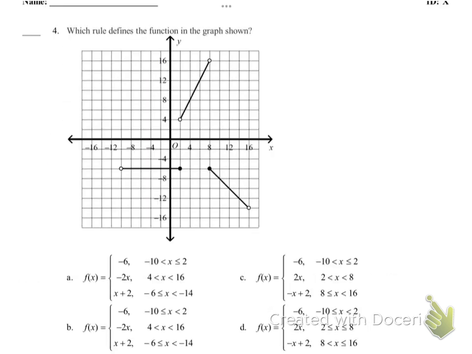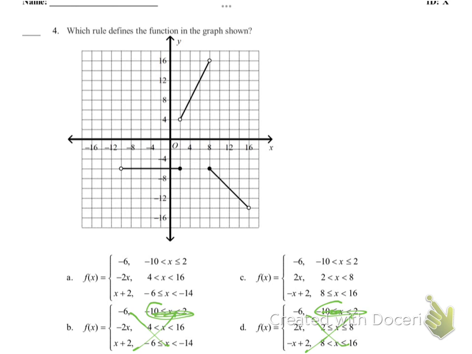All right, number 4. So first graph is y equals negative 6. So we want to look at the domain of it. It's from negative 10 to 2. Open circle, closed circle. So it cannot be B or D because of the domains there. Those are not the right domains. Has to be A or C.